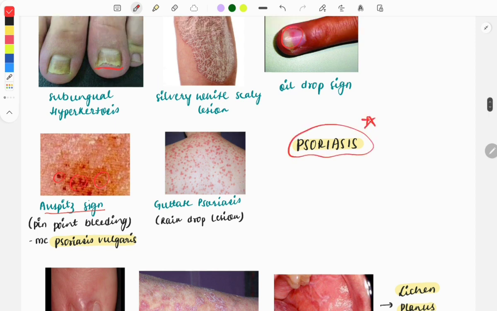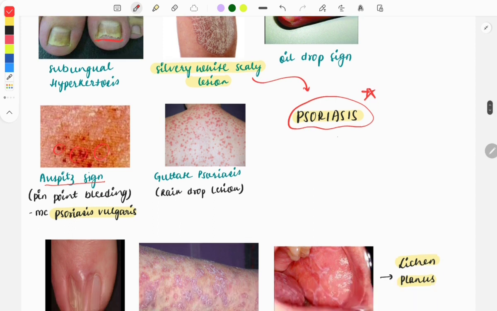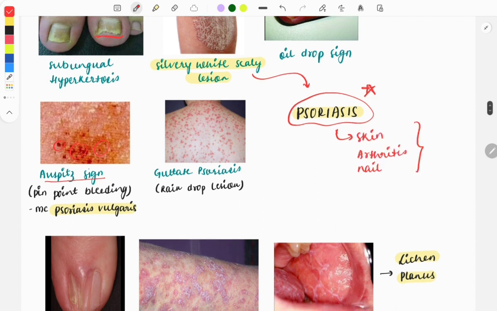Psoriasis is also a very important topic from the dermatology point of view. Every year questions are asked on psoriasis, either image based questions or cases. Whenever they describe a silvery white scaly lesion in the question, you should be sure that they are asking about psoriasis. And if, along with psoriasis, points are mentioned like involvement of the skin, arthritis, and the nail, if these three findings are given, then it will be psoriatic arthritis. This was asked as a case in the recent July 2023 exam.